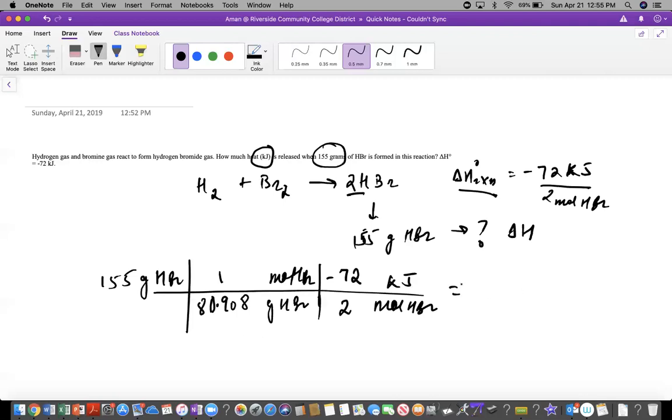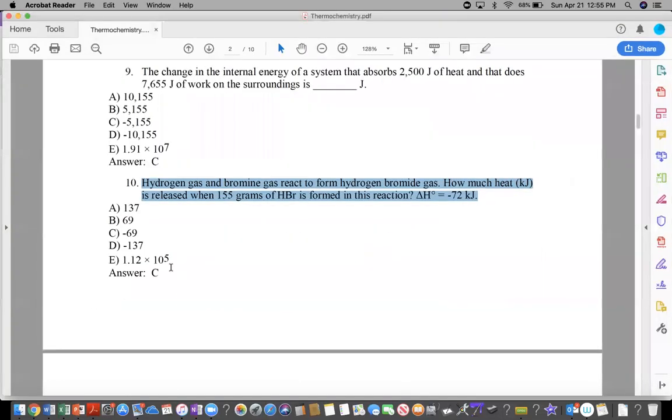Now of course, you're just going to plug in numbers and multiply: 155 times 72 divided by 80.908 divided by 2. Does it have to be times a negative 72 though? Right. When you're putting it on the calculator, you don't have to put a negative. You just add the negative at the end. So that's what I'm seeing, negative 68.967. That's the answer. We'll round it off to negative 69.